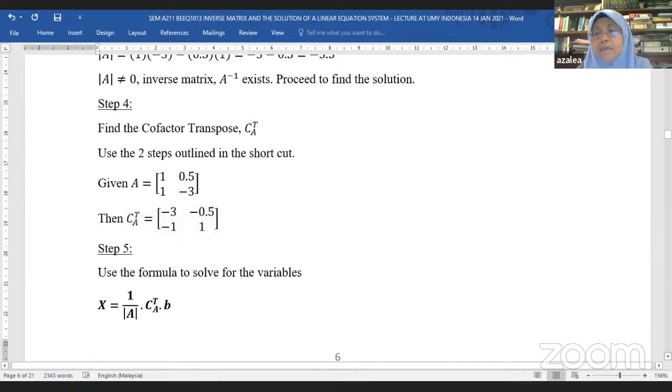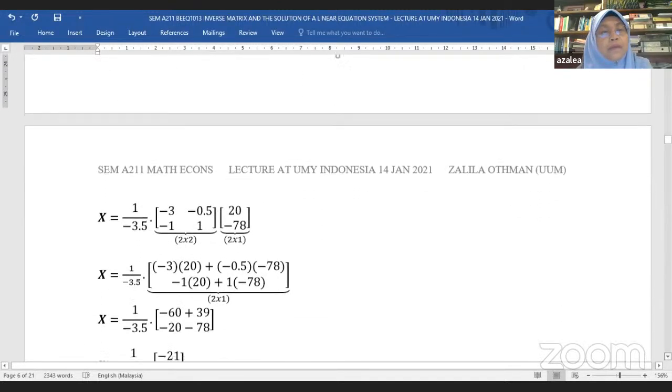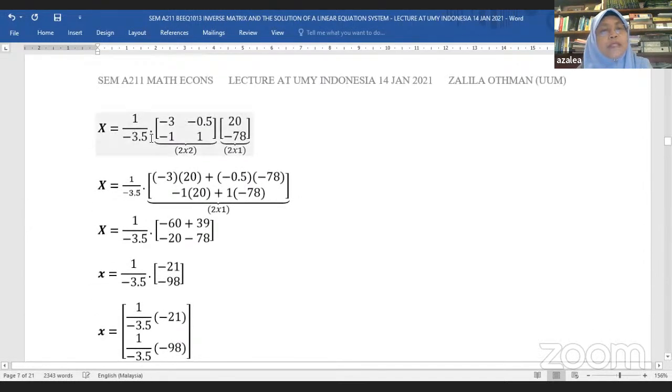In the final step, we put the values that we get into the formula. So X is equal to 1 over the determinant of A times cofactor A transpose times P. This is what we will see. Now you can choose to multiply 1 over the determinant with cofactor A transpose to find the inverse matrix first, or you can do it in another way by multiplying the 2 matrices first.